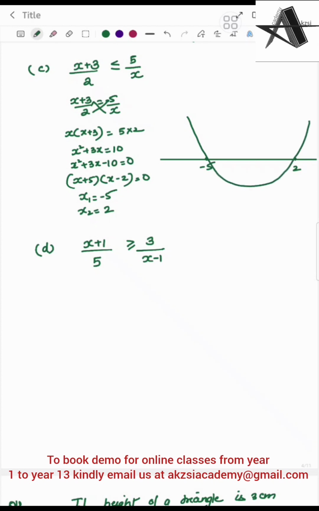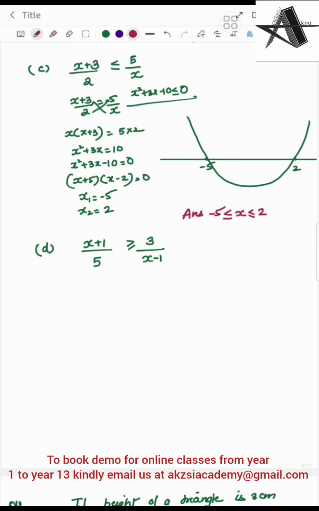Since the inequality is what? When I simplified it, my inequality was x squared plus 3x minus 10 less than or equal to 0. So less than or equal to 0, that means I have to select the negative region. So my answer would be all the values of x that lie in between -5 and 2, and this time including -5 and 2 as well. So x should be less than or equal to 2 and greater than or equal to -5.